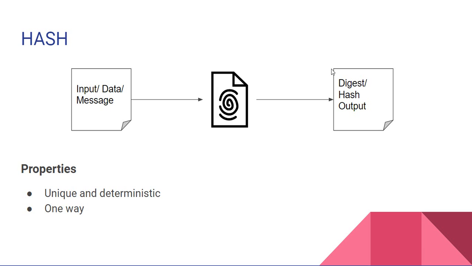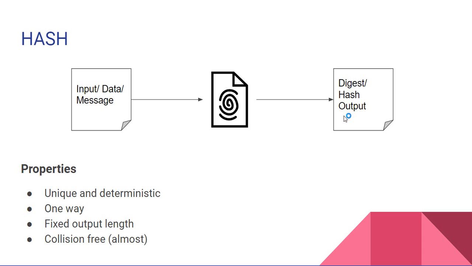It should be one way. By one way, I mean that let's say I pass some data through hash function and got some output. In no case should I be able to decipher the input from the output, right? It's always unidirectional. Output length has to be fixed and it has to be collision free.